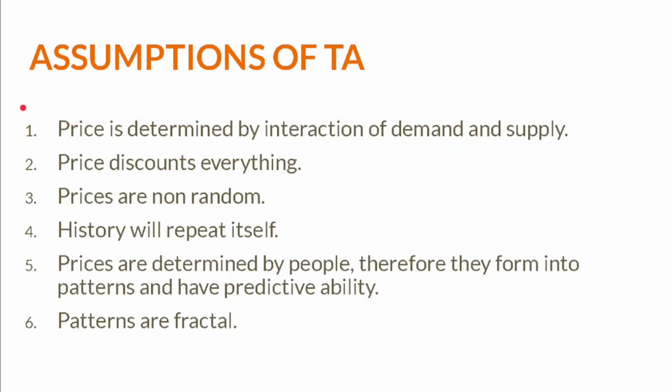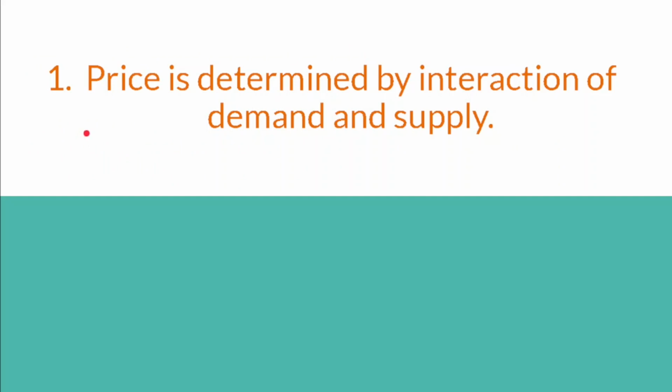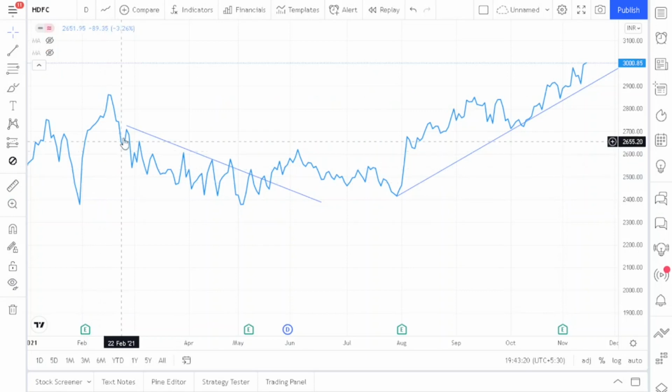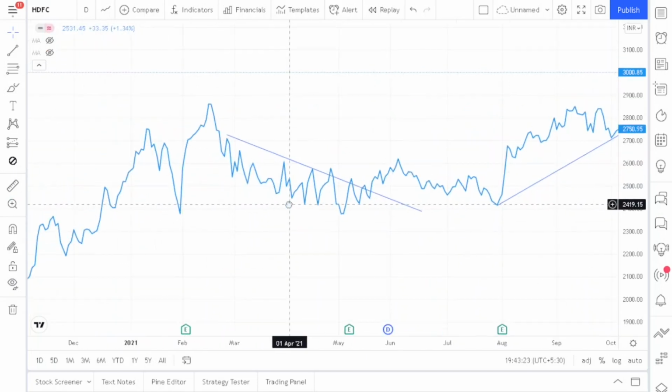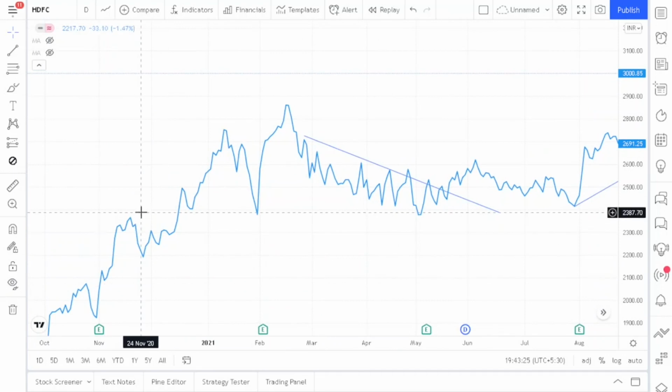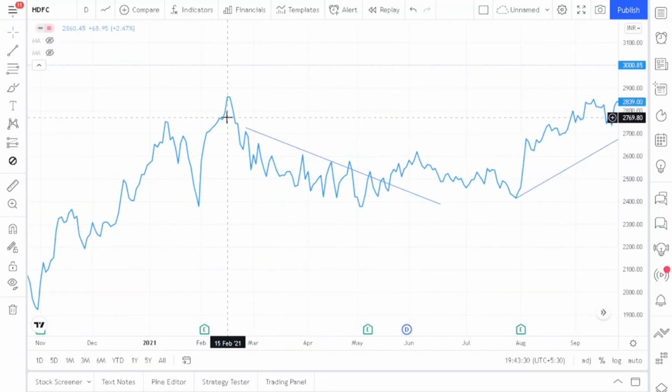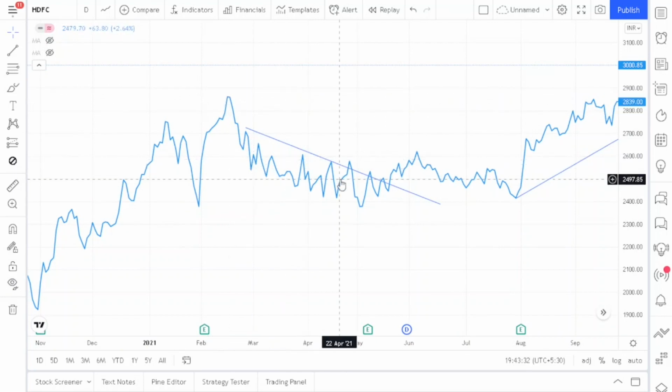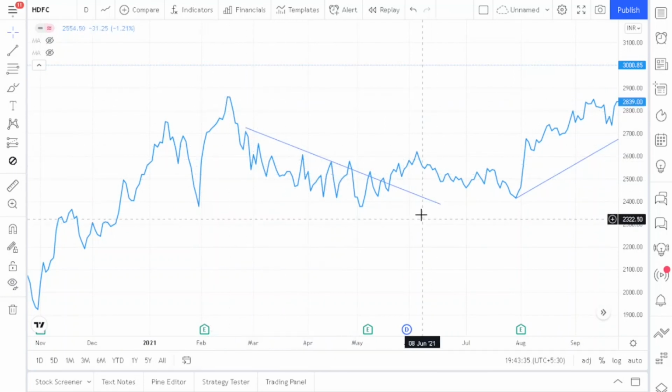And if I talk about assumptions of technical analysis, then there are 6 assumptions of technical analysis. Right now let's go through every assumption one by one. The first assumption is price is determined by interaction of demand and supply. What do I mean by that? Let's understand this on the charts. So whenever a stock price is going up, that means there is demand for the stock. There are more buyers and fewer sellers. That's why prices are going up. And whenever our stock is going down, that means more sellers are selling and there are fewer buyers. That's why prices are going down, right?